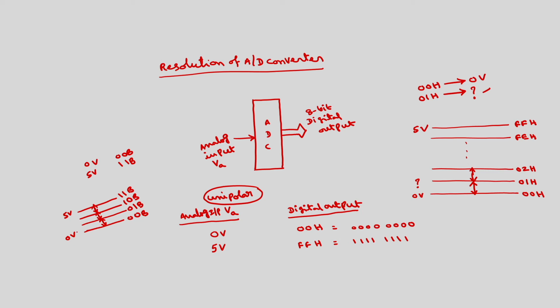Obviously, the total voltage from here to here is 5 volts, and we have 3 divisions. So each step will be equal to 5 by 3 volts. If I change the input voltage by 5 by 3 volts, then you will get a change of position from 00 to 01, or 01 to 10, or 10 to 11. This is what is called resolution.